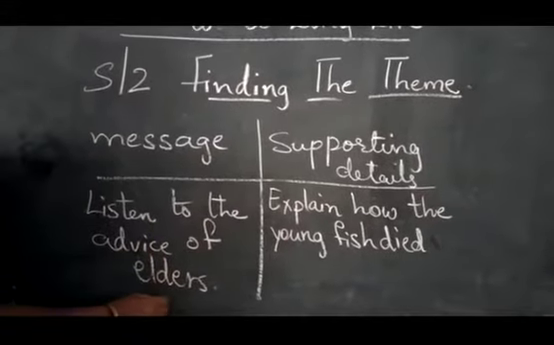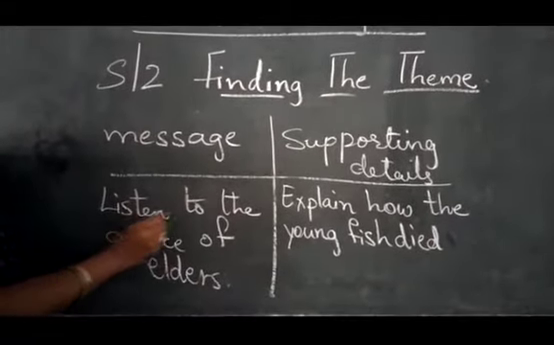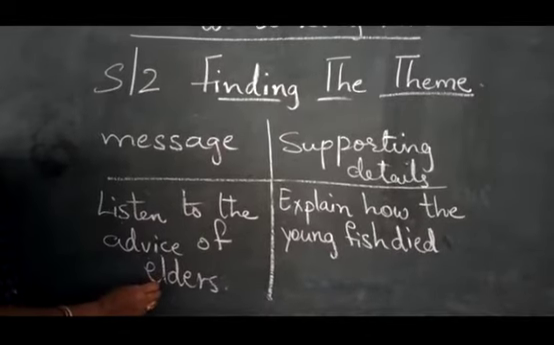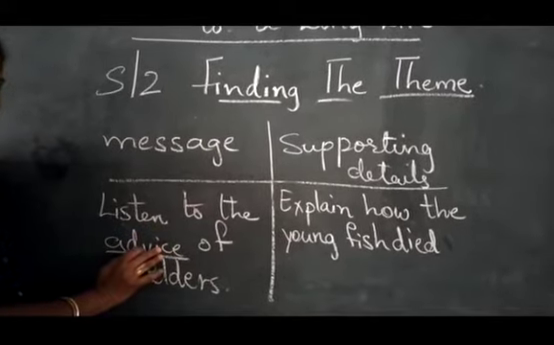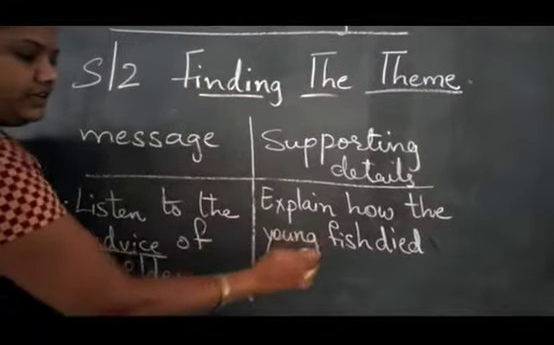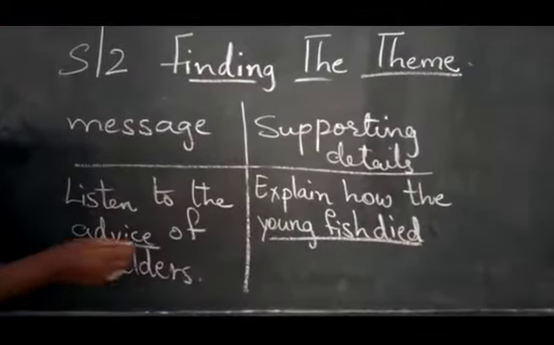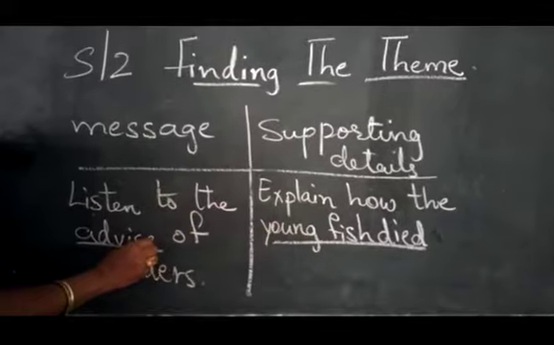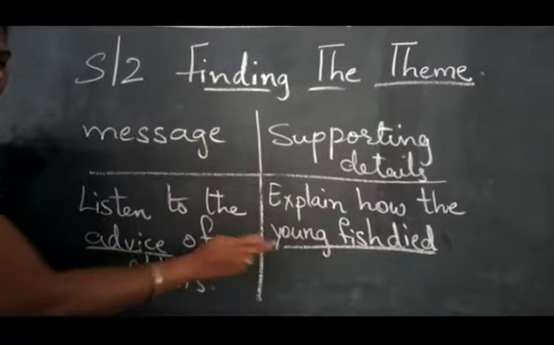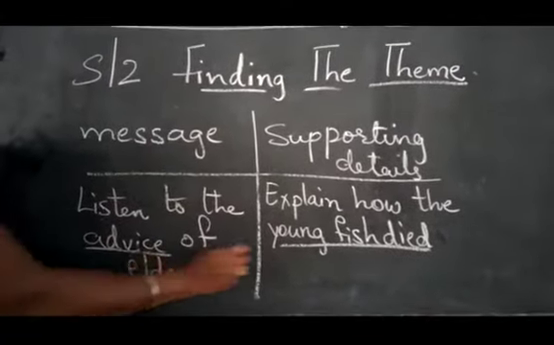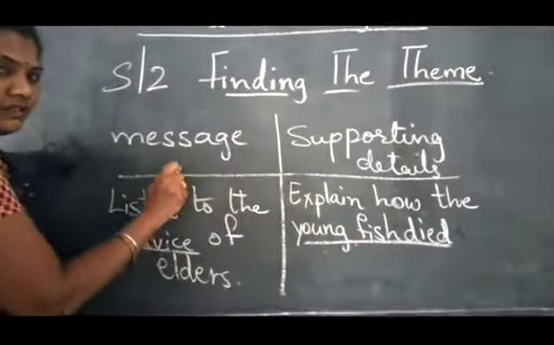Listen to the advice of elders. In this fable, the young fish did not listen to the grandfather, right? He did not listen to the advice of the grandfather. Because he did not listen to the advice of the grandfather, what happened? The young fish died. Yes or no? Suppose the young fish listened to the advice of the grandfather, then what might be the ending? That it will live a long life, right? Because it did not listen to the advice of the grandfather, the young fish died in the end of the story. This is the supporting detail for this message.